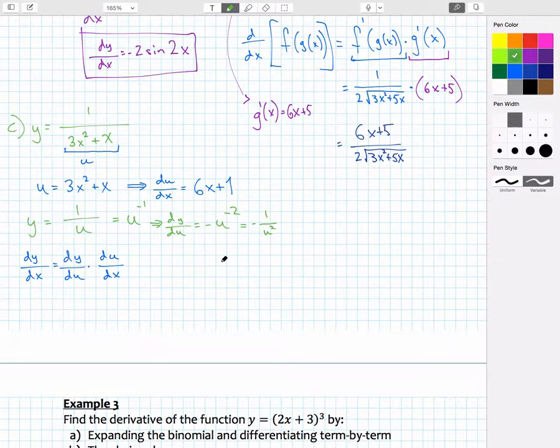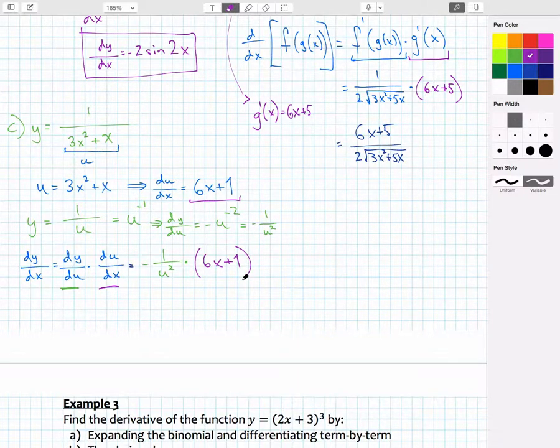So now I've gotten both those derivatives. I'm just going to put them in here. We're looking for dy dx, which was this green part right here. dy du, that's negative 1 over u squared times du dx, which we've got right here. So I'm going to put it in brackets since it's a two-term expression, and that's our derivative.